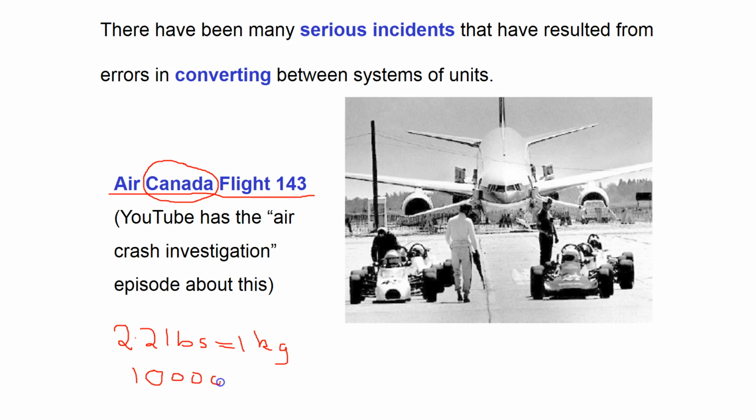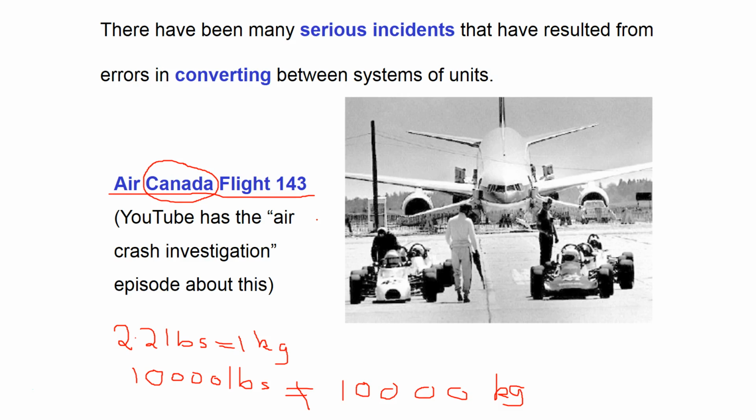10,000 pounds of fuel does not equal 10,000 kilograms. Right? So these guys mislabeled the pounds of fuel as kilograms, and that's what the flight crew thought that they had on board. In reality, they had half as much fuel as what they believed.